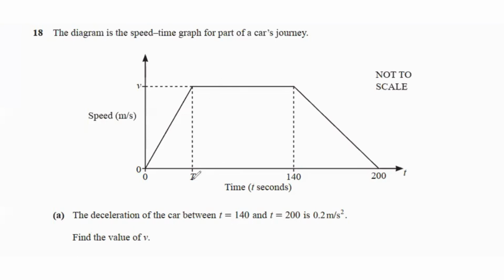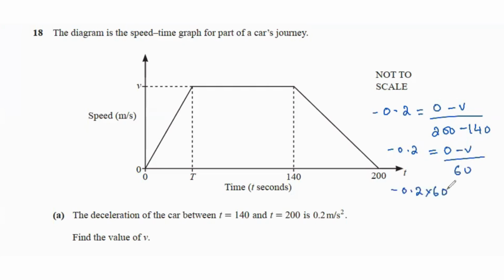If the deceleration between 140 and 200 is 0.2, since the gradient of a speed time graph gives us acceleration, or deceleration if the slope is negative. And since this is a negative slope, so negative 0.2, because it's deceleration. Negative 0.2 equals 0 minus v over 200 minus 140. So negative 0.2 equals 0 minus v over 60. Negative 0.2 times 60 equals negative v, which is negative 12. So the negative signs get cancelled out, and 12 meters per second is the value of v.